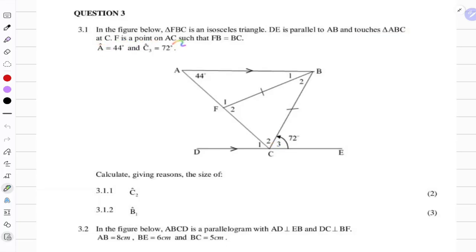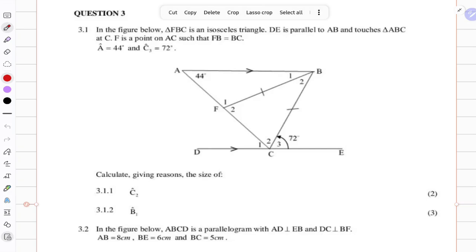F is a point on AC such that FB is equal to BC. So FB and BC are equal in length. Then they give us these two angles, angle A to be 44 degrees and angle C3 to be 72 degrees. So the question says, calculate, giving reasons, the size of C2. So we need to provide reasons on how we calculate angle C2.